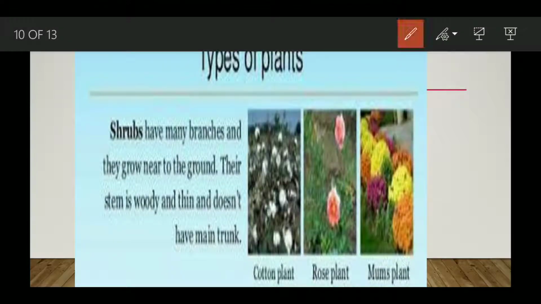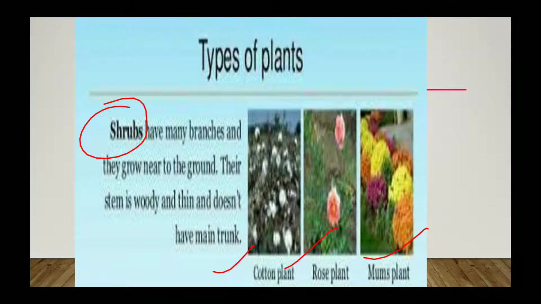The next type of plant we have to study is shrubs. Shrubs have many branches and they grow near the ground. Their stem is woody and thin, and doesn't have a trunk. Students, what is a trunk? We will discuss that in the next slide. Here examples of shrubs are given: cotton plant, rose plant, and hibiscus plant.